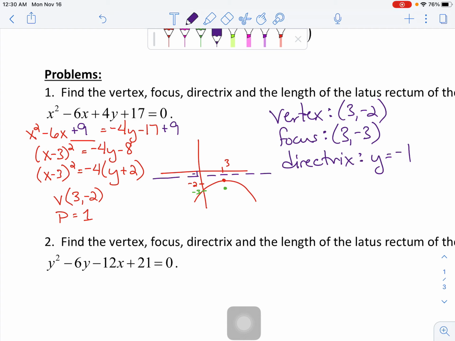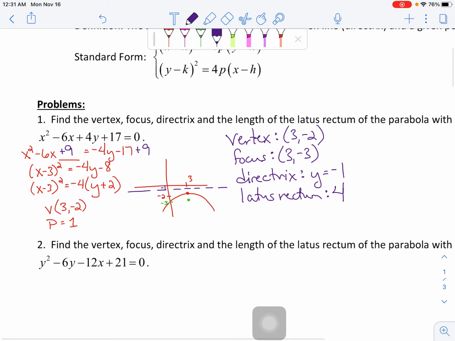And then it says find the length of the latus rectum. All right, so latus rectum. Remember, that is 4 times your focal distance. So if you know your p-value is 1, remember that's your focal distance, multiply it times 4, and we get 4. All right, so that's all the information that we were asked for in problem number 1.